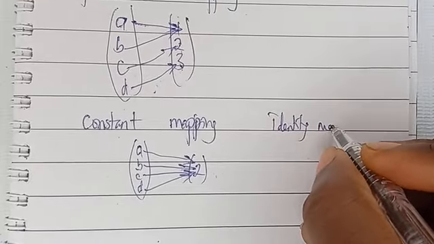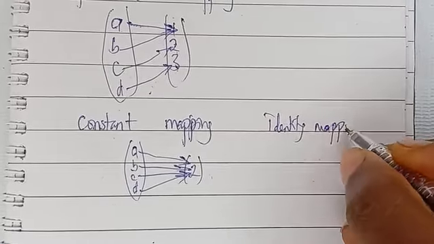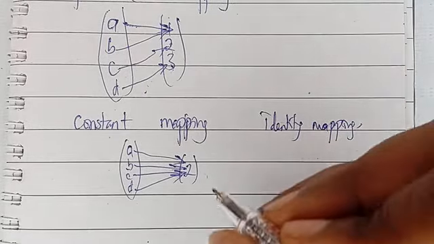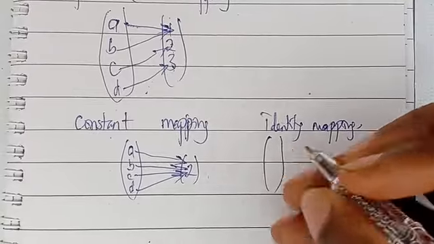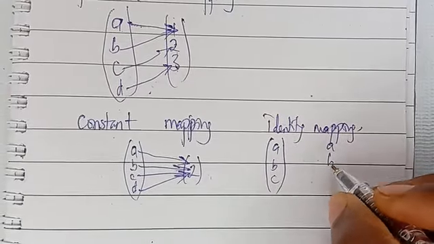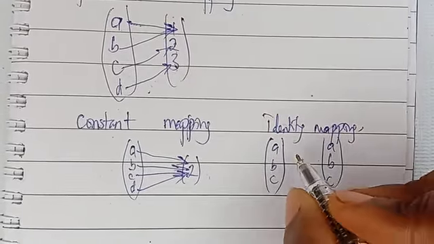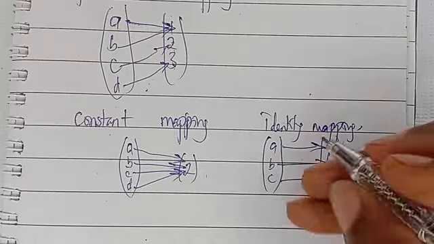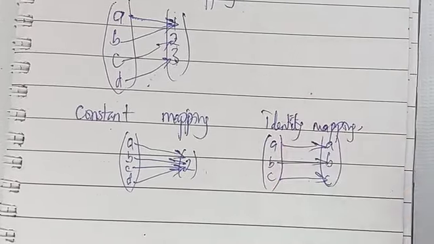Identity mapping, here we have that the codomain is also equal to the domain, or the domain is equal to the codomain, whichever way. So if we have A, B, C, this is also A, B, C. Like the same set, they are all mapped to each other. So that is when we have identity mapping.